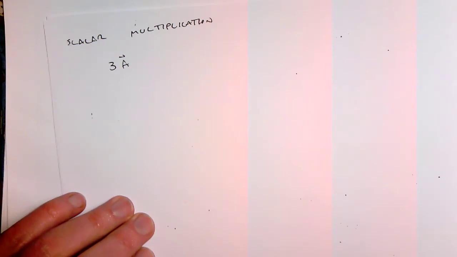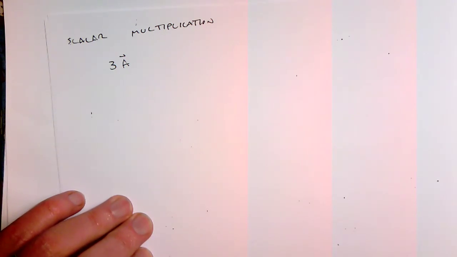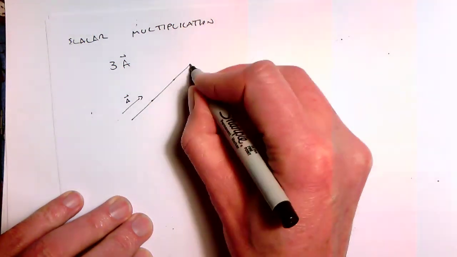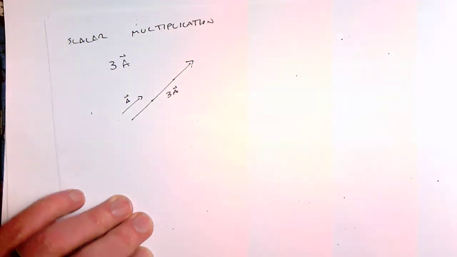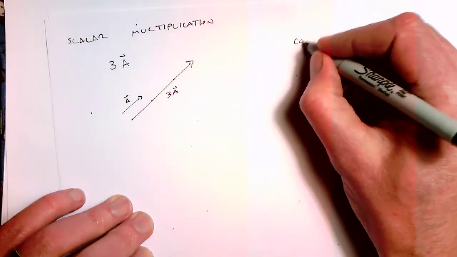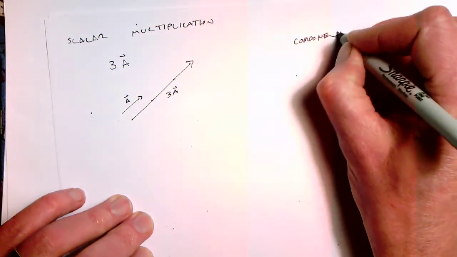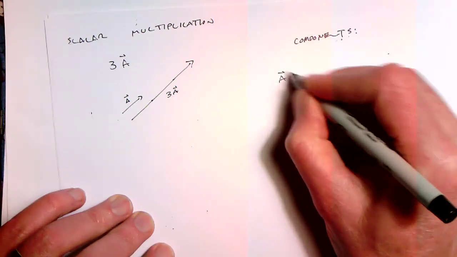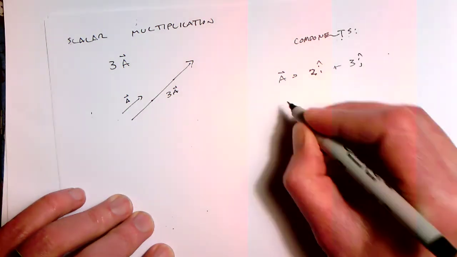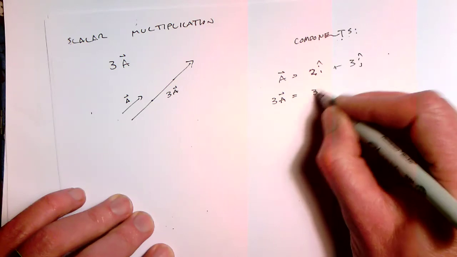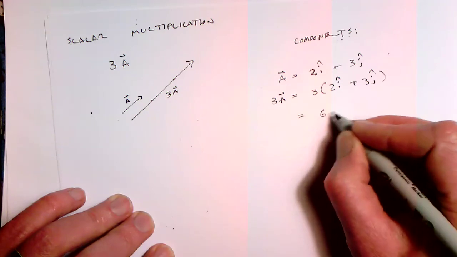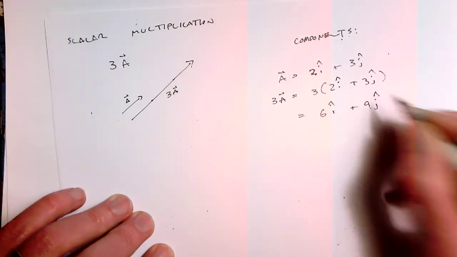Scalar multiplication is pretty easy to think about conceptually, right? And from a graphical perspective, if this is the vector a, then 3 times a would be something like that. Right? And mathematically, it's also pretty easy to deal with from a component perspective. So if we think about this with regard to components, if a was 2i hat plus 3j hat, then 3 times a would be 3 times (2i hat plus 3j hat), and we'll simply distribute the 3 throughout, so we get 6i hat plus 9j hat.